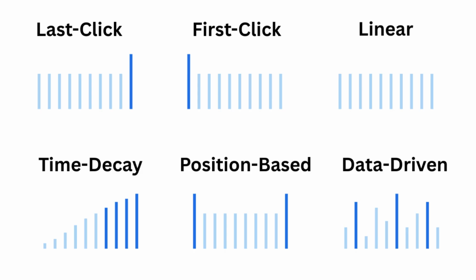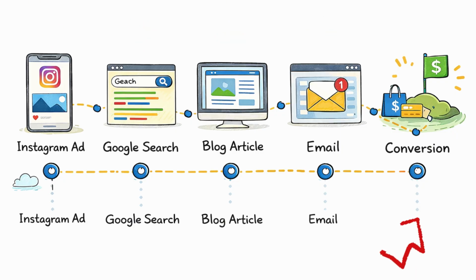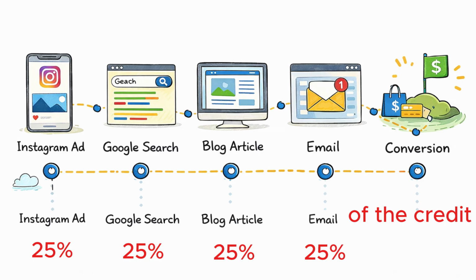The linear attribution model spreads credit evenly across all interactions. If the customer journey looks like this: Instagram, search, blog, email, purchase, then each step might receive 25% of the credit. This model acknowledges that multiple touchpoints helped influence the conversion. However, it assumes every interaction had the same level of impact, which may not always be true.